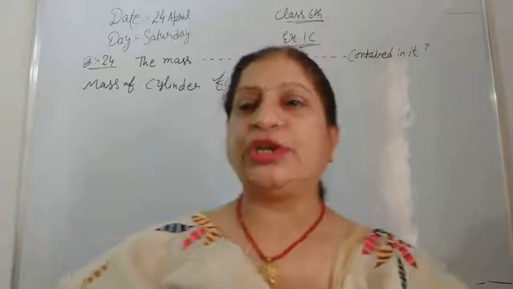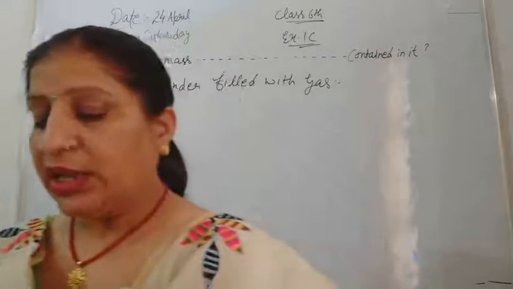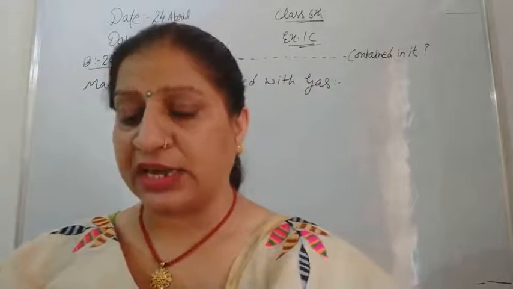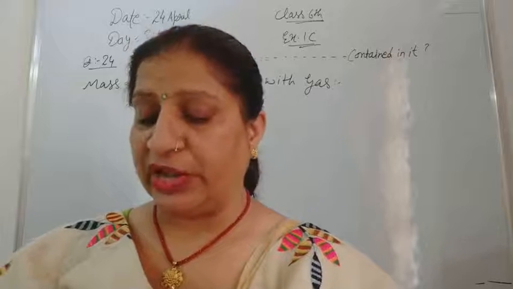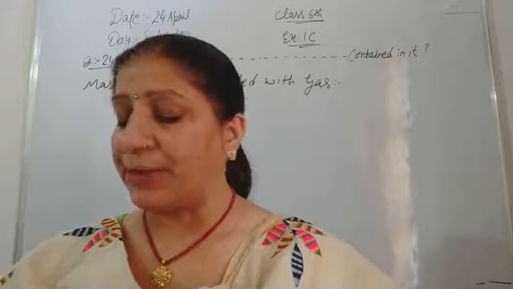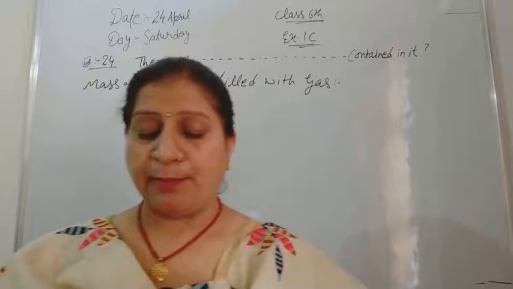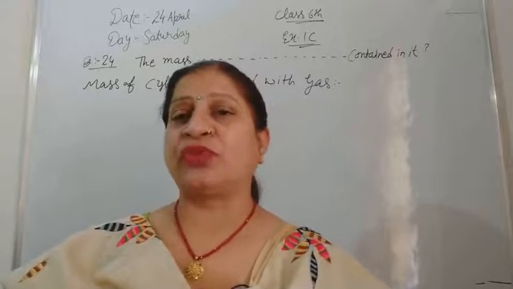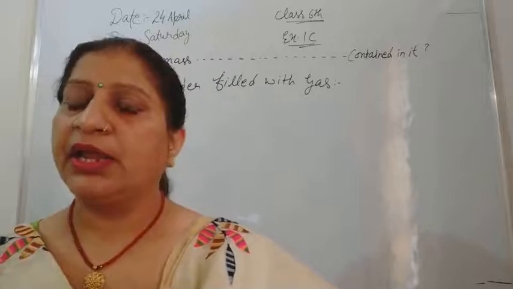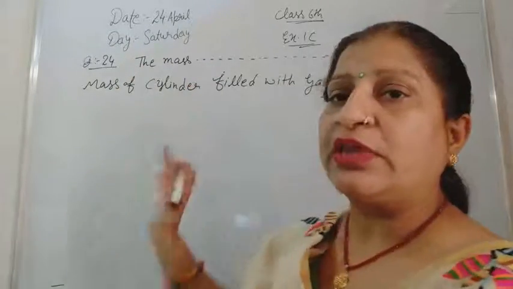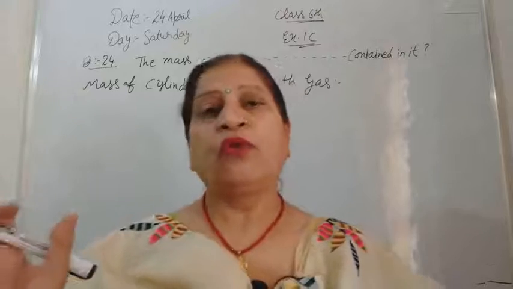In this question, the statement is that the mass of a cylinder filled with the gas is 30 kg 250 gram, and the mass of the empty cylinder is 14 kilogram 480 gram. Then how much is the mass of the gas contained in it? You have been given the mass of the full cylinder.